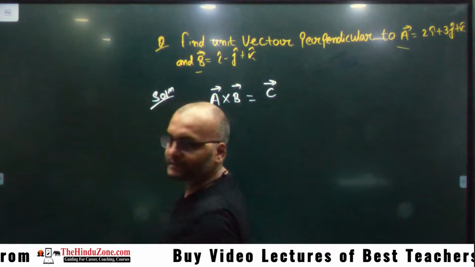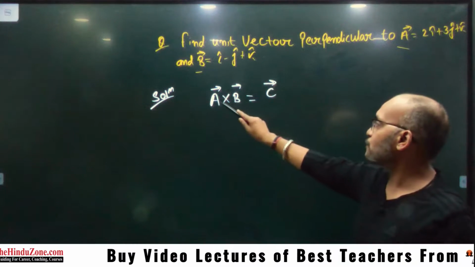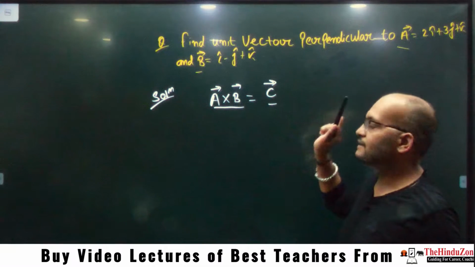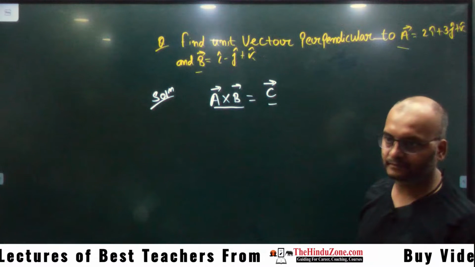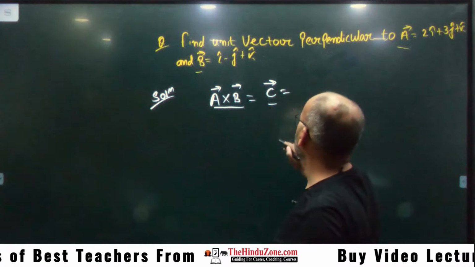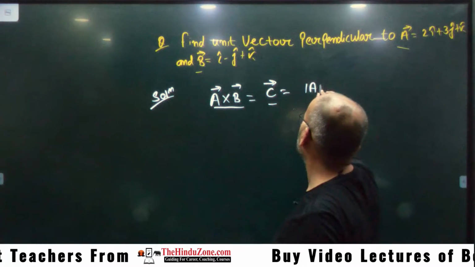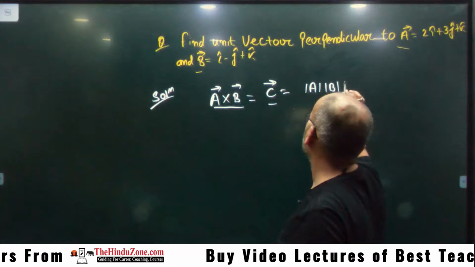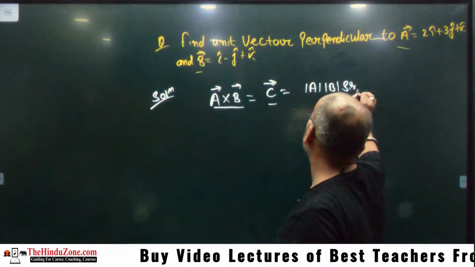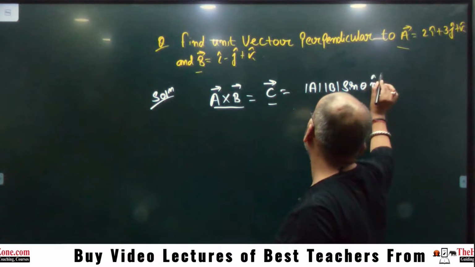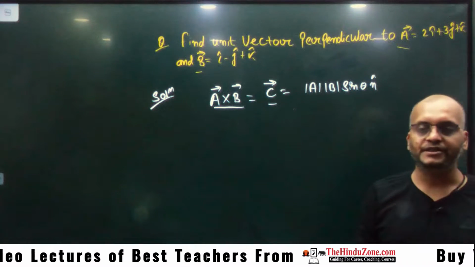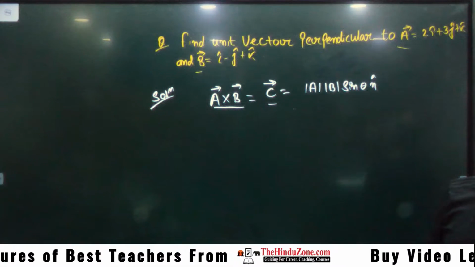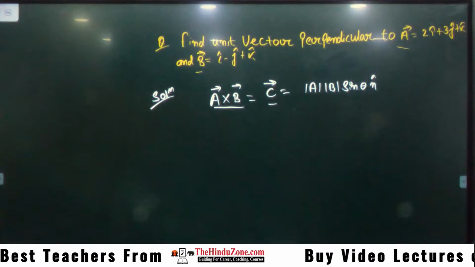Yes or no? If we do the cross product of two vectors, a third vector will be formed. What will be this third vector? It will be... What are they asking you? Please read the question. First of all, did you understand the question? What were they asking you, Ram?